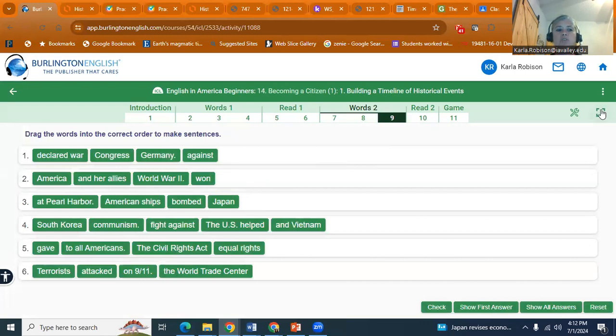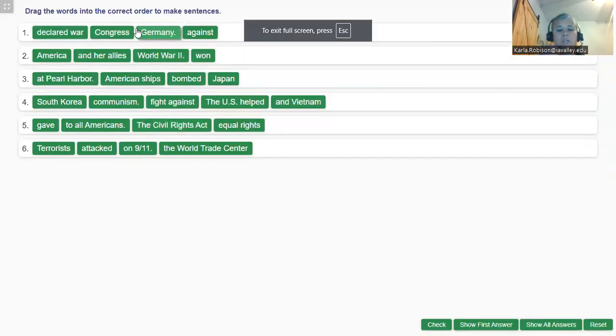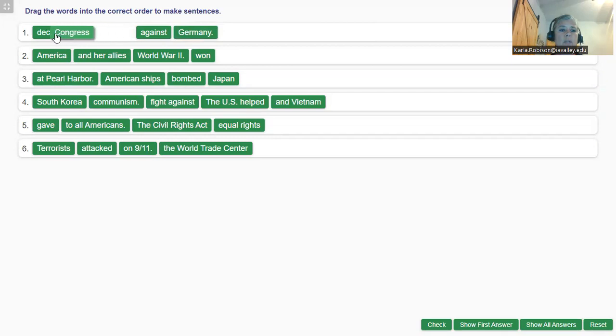All right, in this one, we're going to drag the words to make sentences in the correct order. Again, find your capitals and find your periods, so you know the beginning and the end of the sentence, and then we just have to figure out the middle. We have declared war, Congress, Germany against. Here's my period, so I know it ends there. This is a capital letter, so I know it begins with Congress. Congress declared war against Germany. I think it makes sense. It's already in order.